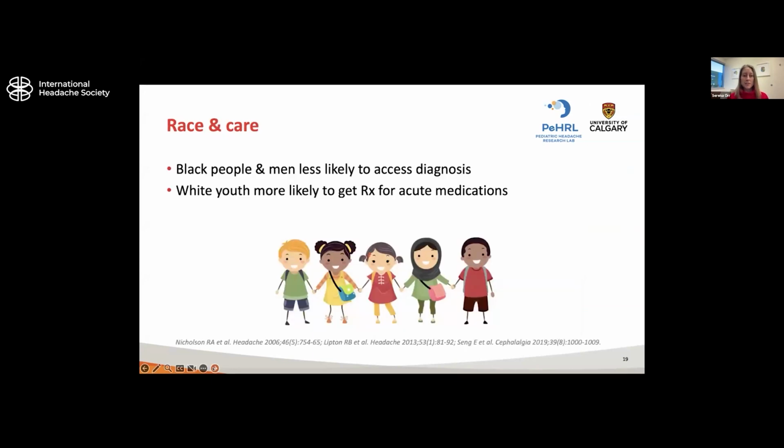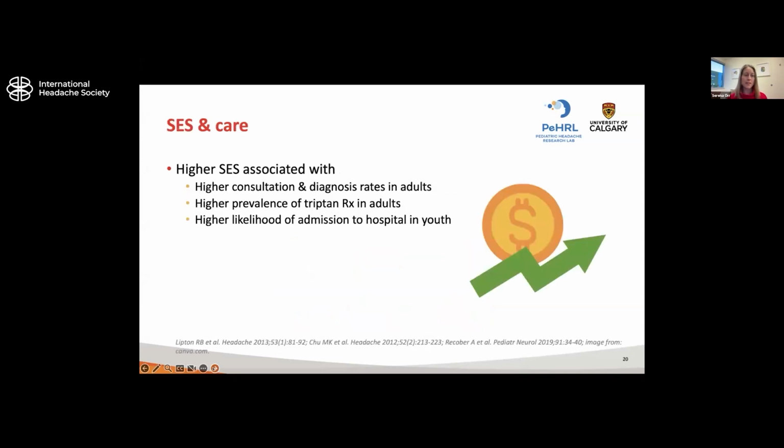So what about the impact of race and ethnicity? Unfortunately, there's data to show that there are significant disparities in access to care and quality of care for Black youth, or sort of Black people versus white people. There's data in adults to show that Black people and men are less likely to access a diagnosis of migraine, and that white youth are more likely to get appropriate prescription for acute medications compared to youth from other ethnic groups. We also know there's an impact on socioeconomic status and access to care, unfortunately.